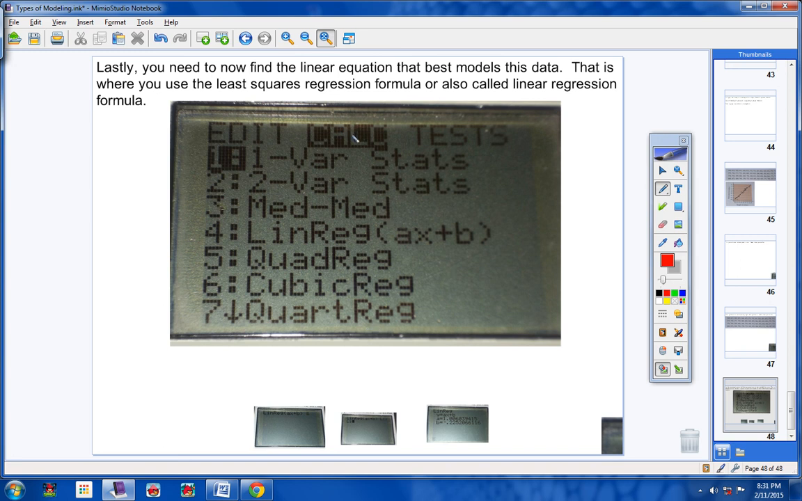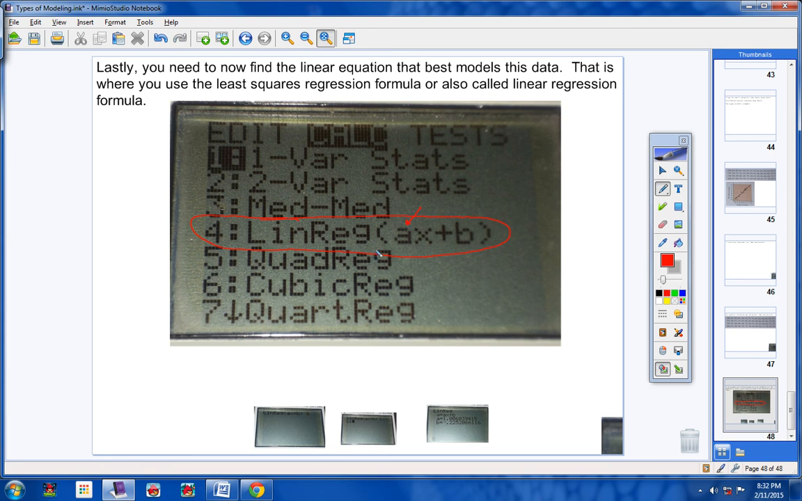All right, go to calculation and look at that. Students, boys and girls, just kidding, students, men and women. Look at that. Option 4, linear regression. AX plus B. AX plus B. That looks really similar to MX plus B. Well, that's exactly what it is, only instead of using M for the slope, they use A for the slope. No big deal. So there it is, linear regression.